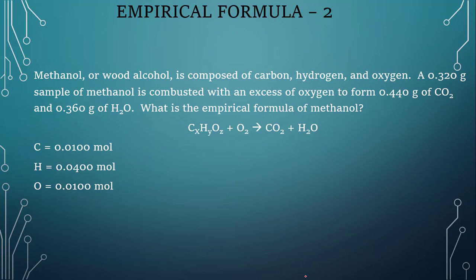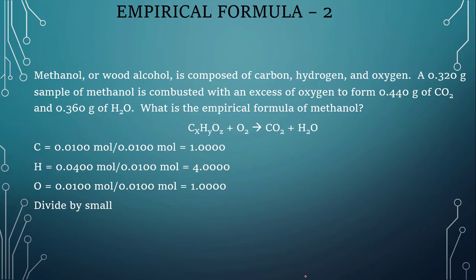So now we have something that looks like this. We can go divide by small, which is the 0.010. We're going to multiply till whole, but we don't really need to do this because they're all nice whole numbers. And so the empirical formula here is CH4O.